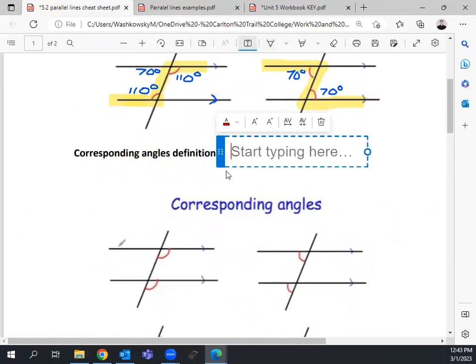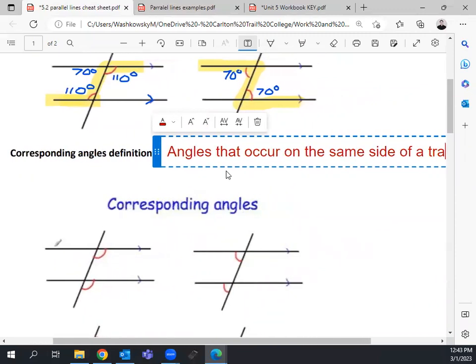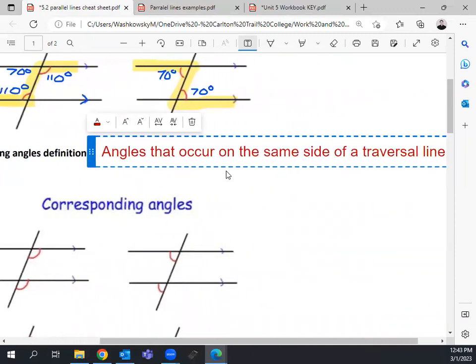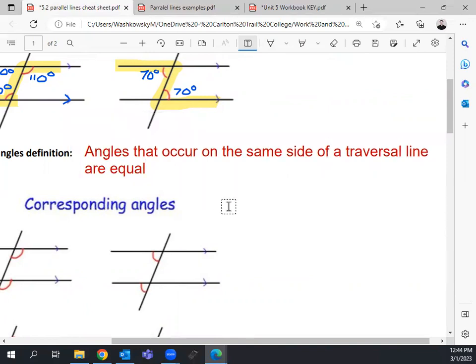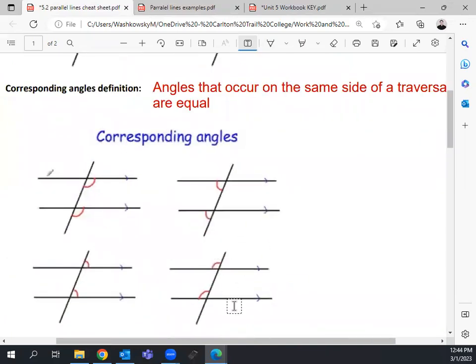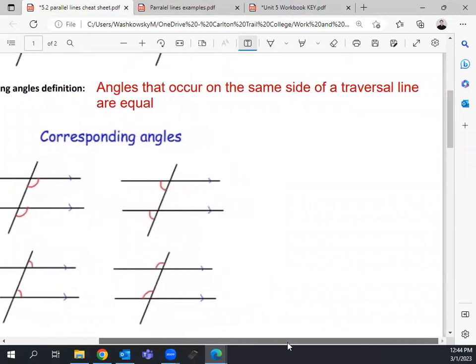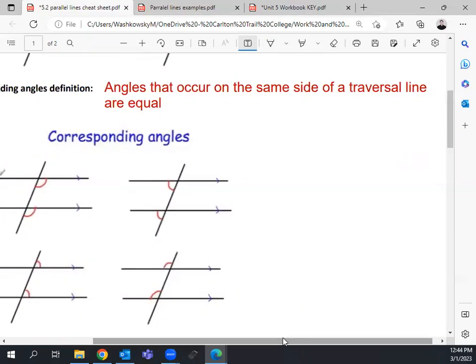Now, the mathematical definition there is going to be angles that occur on the same side of a transversal line are equal. I'll explain what that is. So for corresponding angles, an angle that occurs on the same side of a transversal line, they're equal. I'll explain what that is.